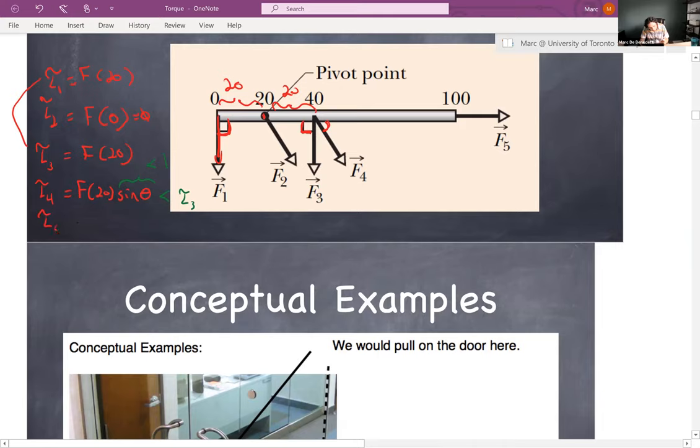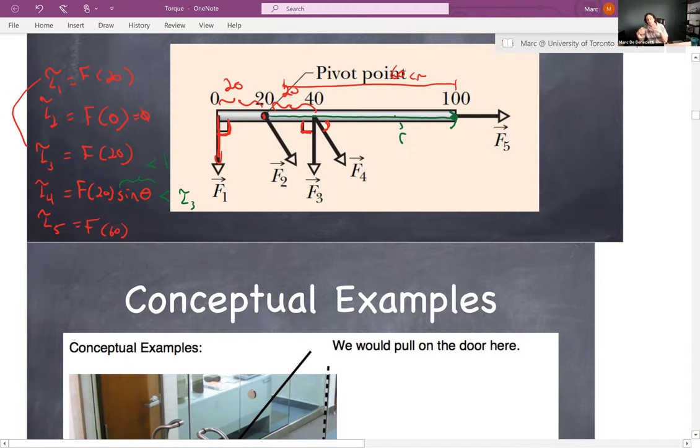And then lastly, we have torque 5. Torque 5 is applied at a distance of 60 centimeters, so it seems like a large lever arm. So it would be force times 60 centimeters, but then it has to be multiplied by the sine of the angle between the force and the lever arm. So let's draw the lever arm. The lever arm is the distance between the pivot point and the location where the force is being applied. That is represented by my green vector here, and this is my lever arm.